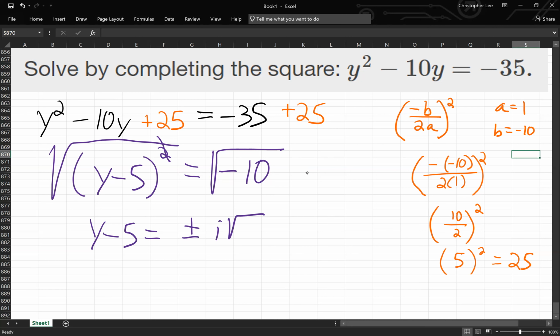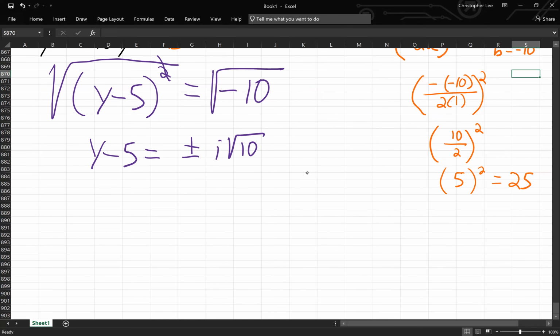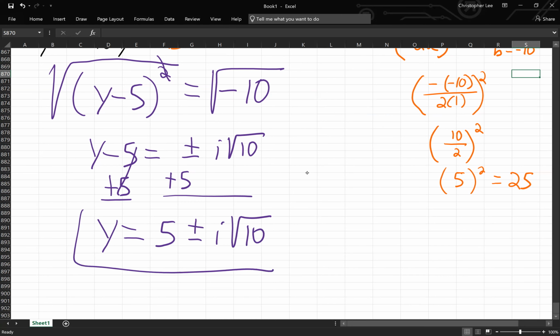I square root of 10. And then after that, I'm just gonna add 5 to both sides. What you do to one side, you do to the other. So I have y is equal to 5 plus or minus I square root 10. Again, I'm okay with just this answer. But if you have the split answer with the plus and minus, that's okay too. I'll take that as well.